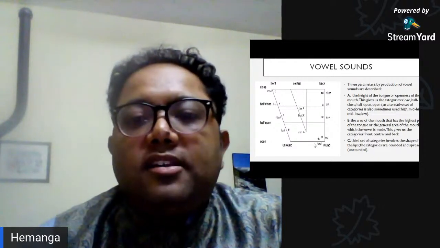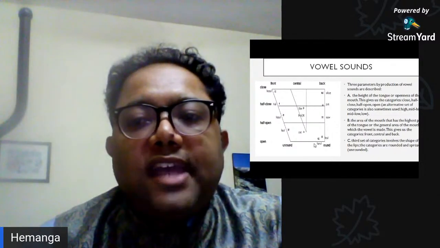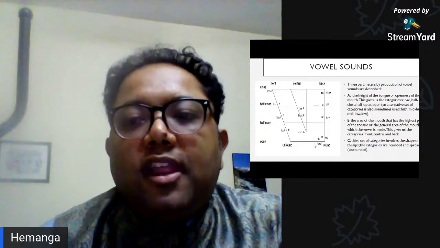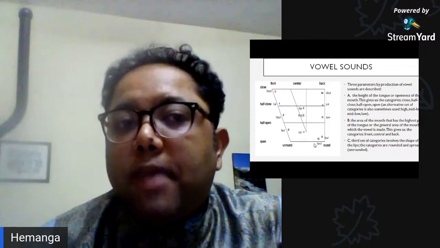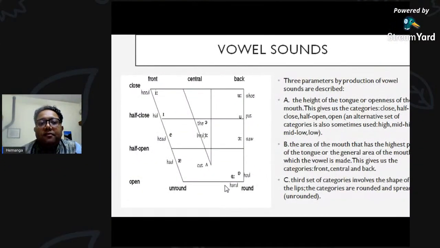So the height of the tongue determines the area of the mouth, that is the highest part of the tongue, or the general area of the mouth in which the vowel is made. This gives us the categories front, central, and back. So which part of the mouth? Is it the front? If you say E, the front part of the mouth is used. The central part, the back part of the mouth.